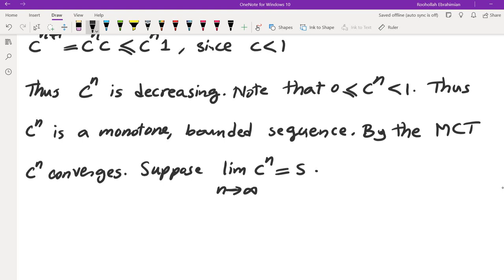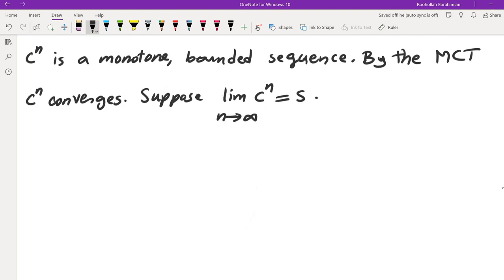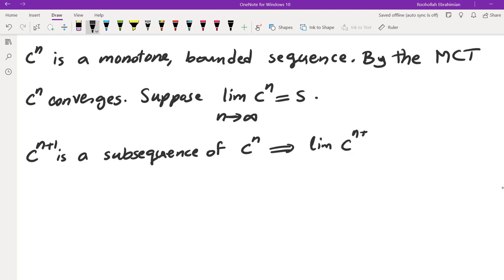We know that it has a limit, so now we have to find the limit. So bear with me here. One thing that we know is that c to the n approaches s. This is a common strategy that we use. Since c to the n approaches s, c to the n plus 1 also approaches the same thing, because c to the n plus 1 is a subsequence of c to the n, and that means the limit of c to the n plus 1 is also the same thing.